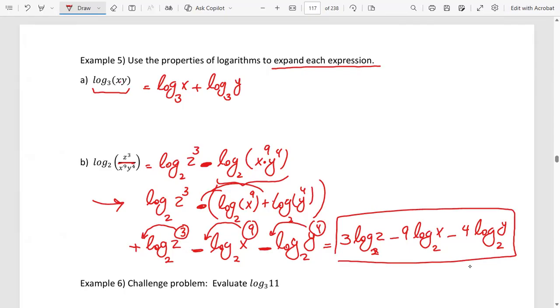And since the logs are not the same, one of them is log of x, the other one is log of y, log of z, they're not the same. You cannot add or subtract them. You have to leave it.